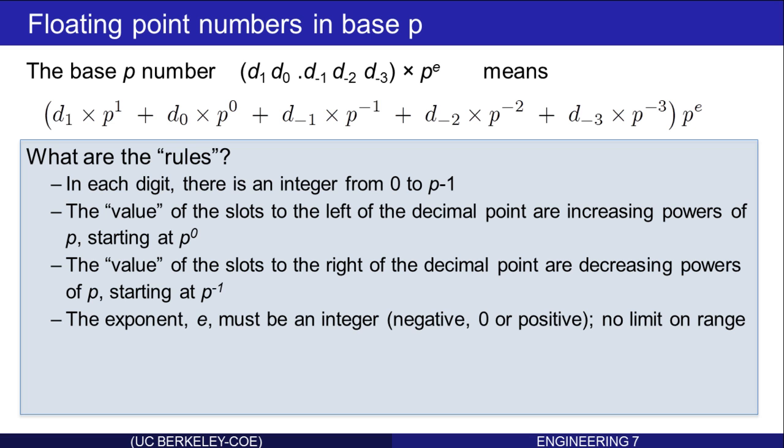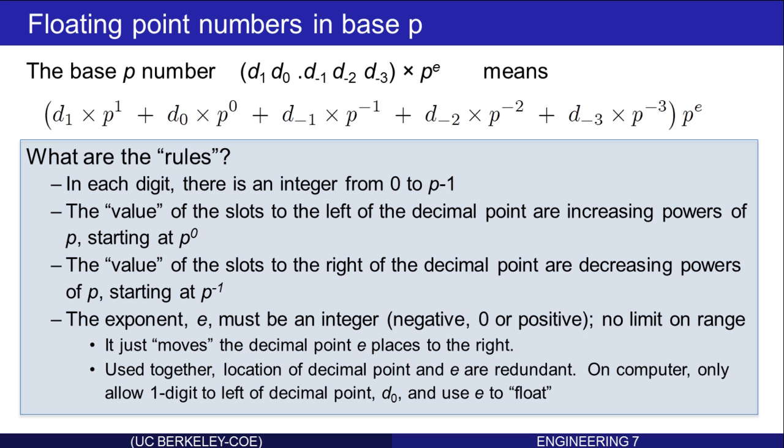When we focus on the storage within computers and memory, there will be a limit. Effectively, the exponent moves the decimal point e places to the right. That's why these are called floating point numbers. Used together, the location of the decimal point up above and e are really redundant. On a computer, we'll only allow one digit to the left of the decimal point and then use e to get all of the float.